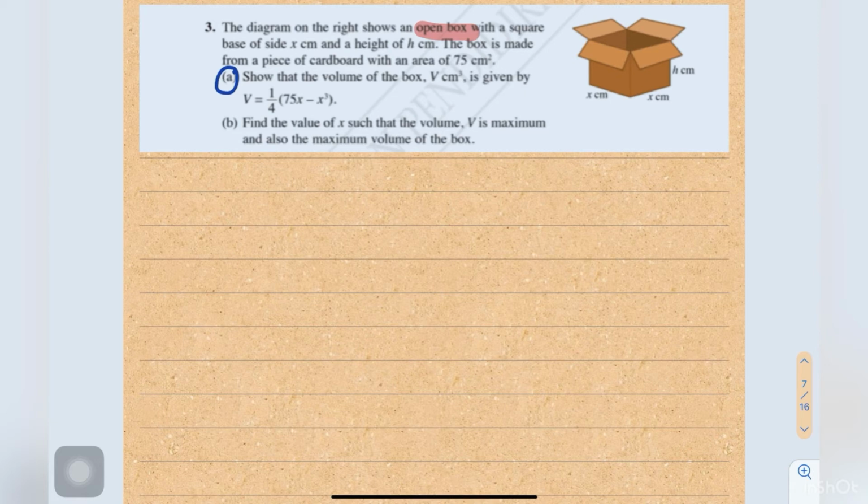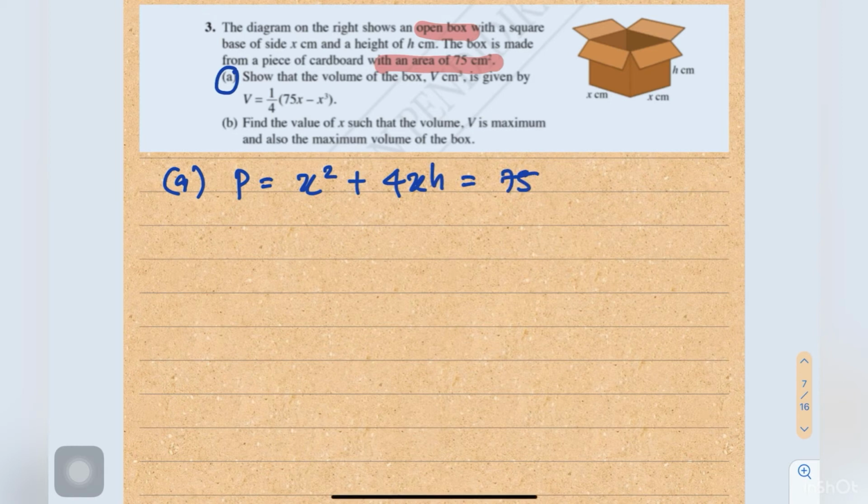is 75. So here is a cuboid, area 75. This is an open box. The bottom one is x squared. Then we have 4 sides of h times x, so x squared plus 4xh equals 75.